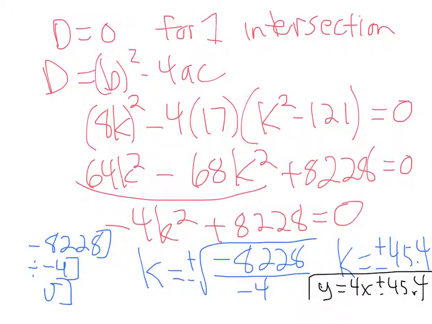Okay, folks, so that's how you work through this and determine the y-intercept on a line to make it a tangent to a circle using properties of the discriminant.